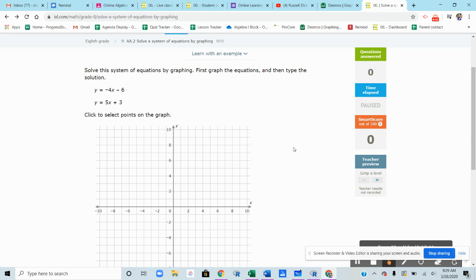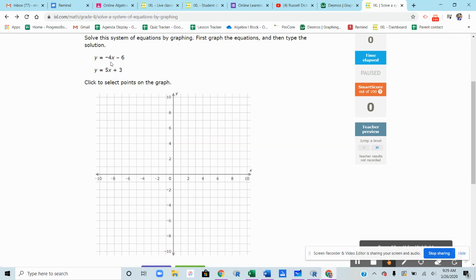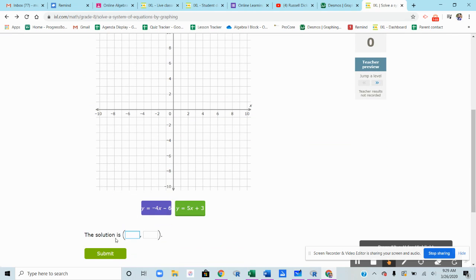Okay. At this point, I'm going to show you a couple of examples on the IXL to just show you how to take care of this, because there's a couple of tricky things with it. So like I said, you're going to focus mostly on the graphing part. So this is I believe the second IXL you're supposed to do, AA.2, okay? So you're going to solve the system by graphing. So what you need to do first is you need to graph both of these, and then you can say what the solution is down here.